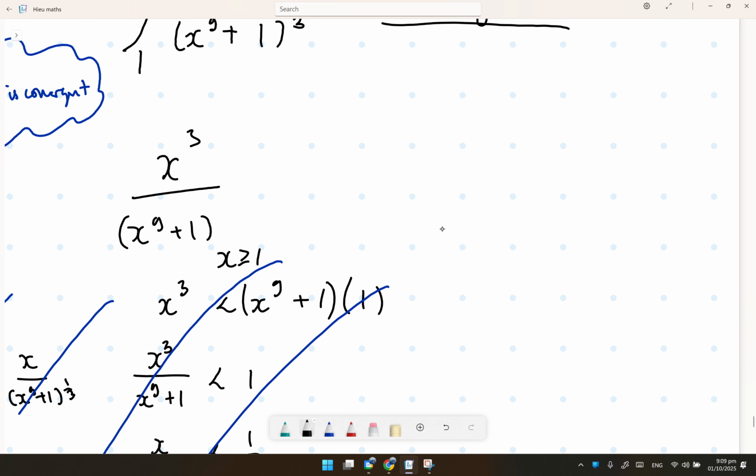Let's say that we start off with x to the 9, and then let's compare it with the denominator, right? So how close can we get this? x to the 9 is definitely smaller than x to the 9 plus 1, simply because x is larger than or equal to 1, and therefore the smallest scenario is 1 to the 9, which is 1, smaller than 1 to the 9 plus 1, which is 2.